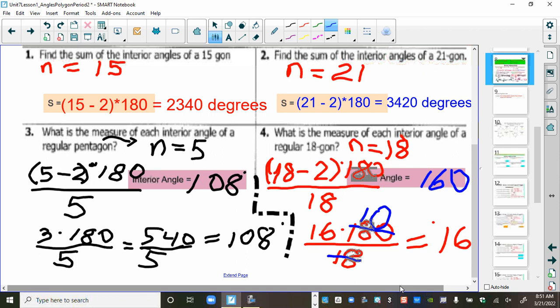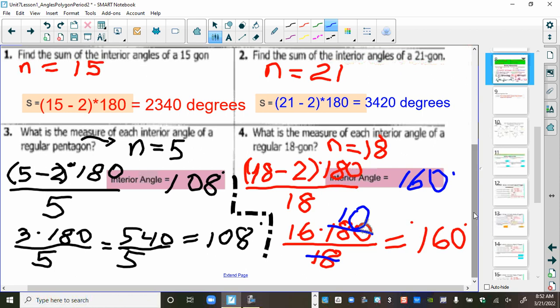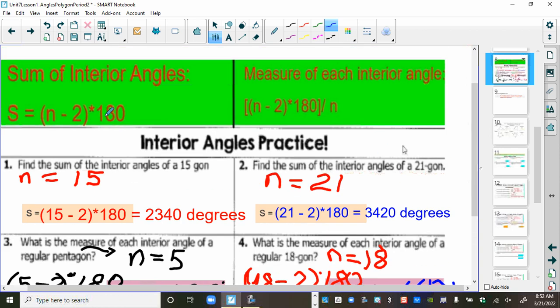Okay, so we got all these. The difference: you just want the sum of the interior angles. Take your sides, minus 2, multiply by 180. That's it. You want the measure of each interior angle, same thing, but then divide by the number of sides. That's how you're going to get the measure of each interior angle, and that's if it's a regular polygon. If it's something different, whole different ball game.